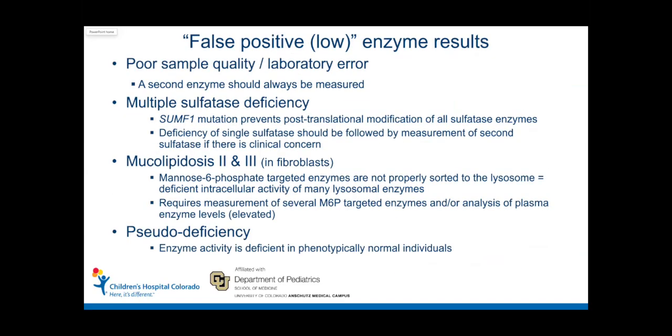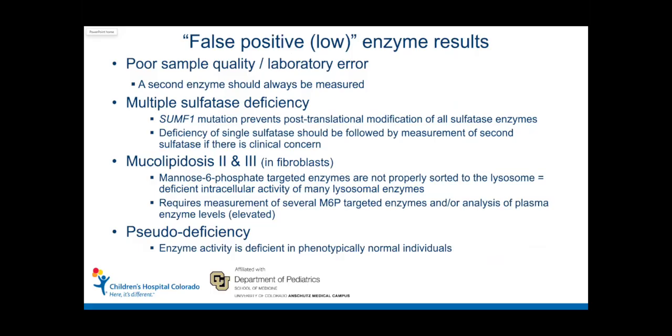So one of the key concepts, and maybe this may be the one thing that I hope that you really hear from this talk, is that remember when we're doing these measurements, and we're doing enzyme analysis, we're looking for very low signal or almost no signal. And that's what we're using to make this designation that a patient has the condition. So what are some other things that could cause low enzyme results?